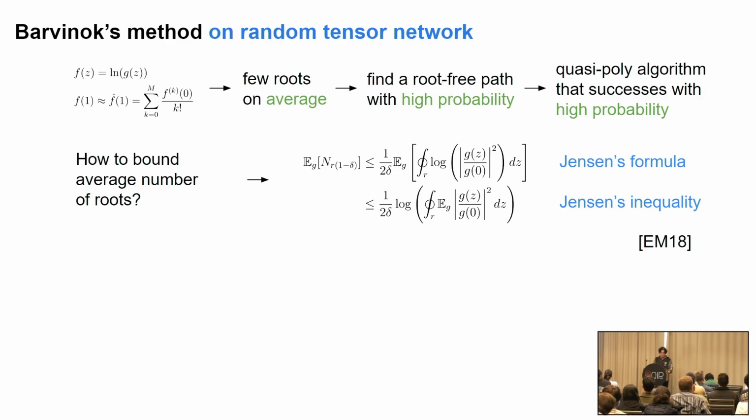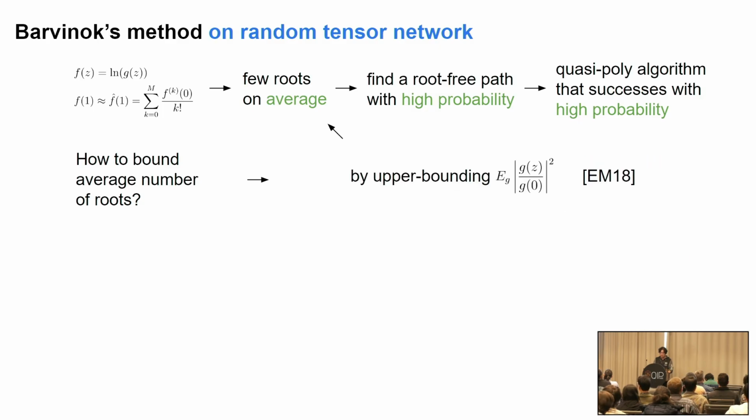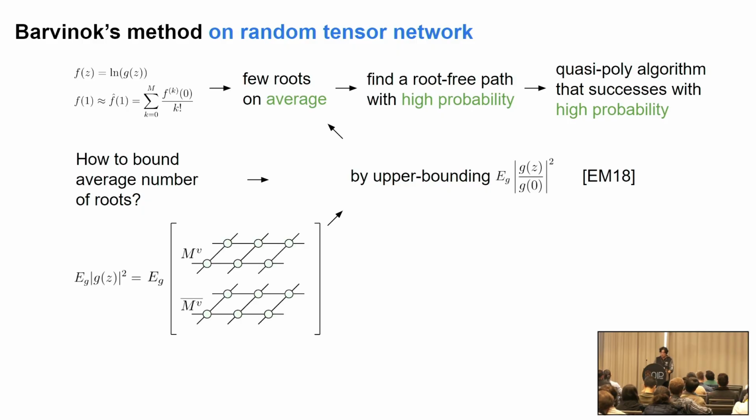So what do we achieve by this? Just in short, the average number of roots can be related to the second moment of the polynomial g(z). Therefore, if we can bound the second moment of the polynomial g(z), then we have some bound on the average number of roots, and in turn a quasi-polynomial time algorithm. So what is the second moment of the tensor network?